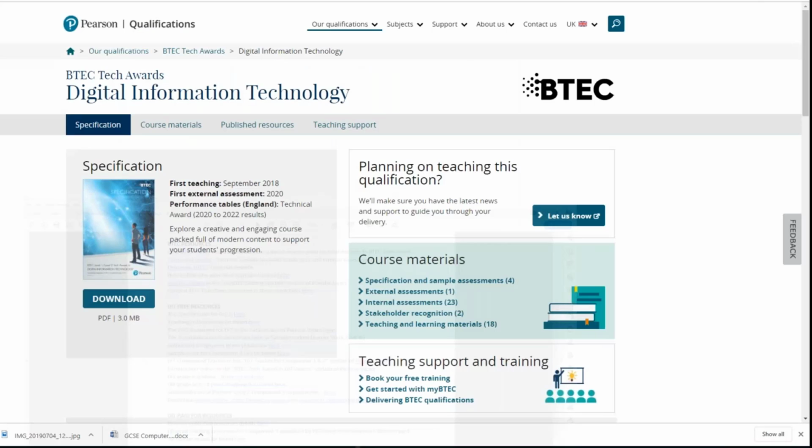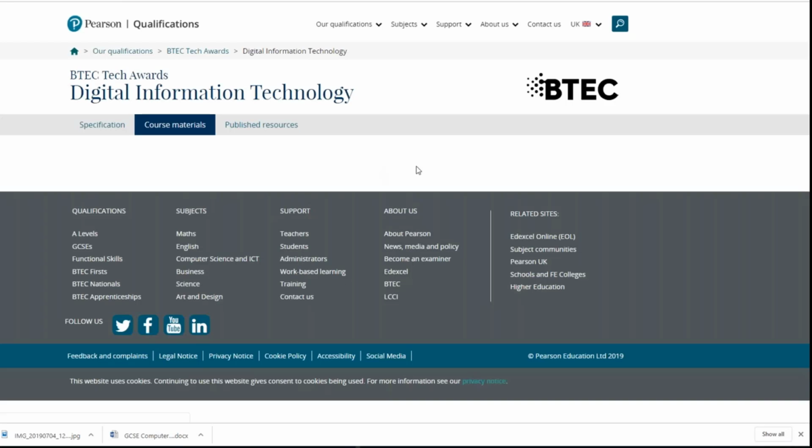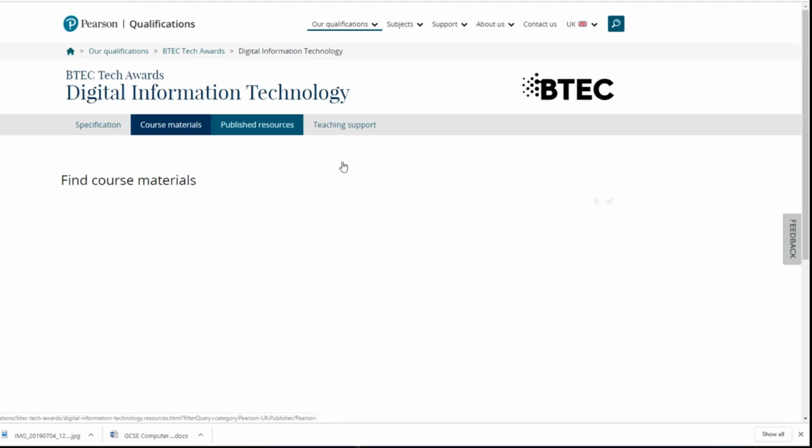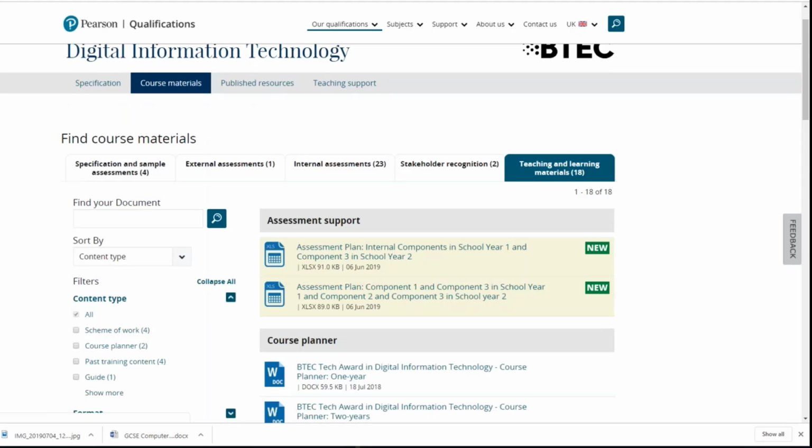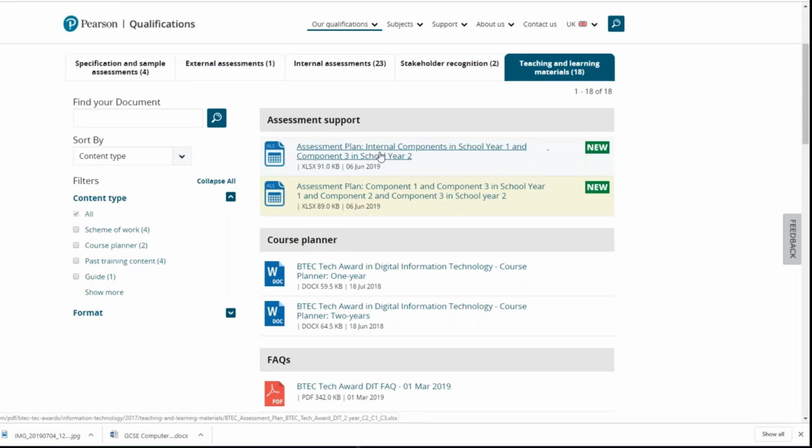Course materials. You asked about the assessment plans. So I think they're in under course materials, teaching and learning. Assessment plan for a year 1 and component 3 in school year 2. So there's a couple of different variations. So you can certainly grab that and use it as a template and then change it however you want.